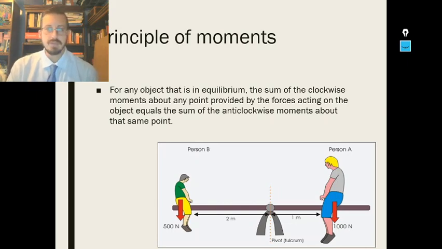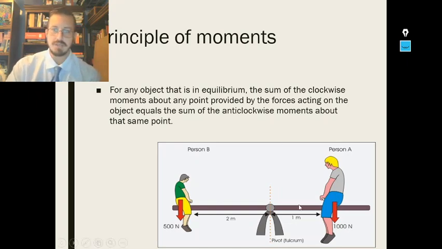The principle of moments is a pretty important one. It says, for any object that is in equilibrium, the sum of the clockwise moments about any point provided by the forces acting on the object equals the sum of the anti-clockwise moments about that same point. And so just a moment ago, we defined what moment of force is. It's a force acting a distance from the pivot.